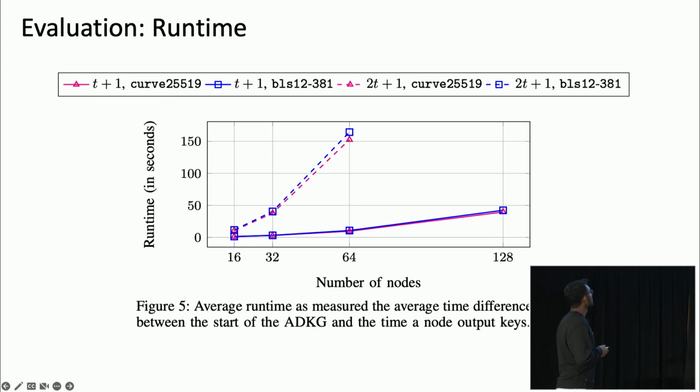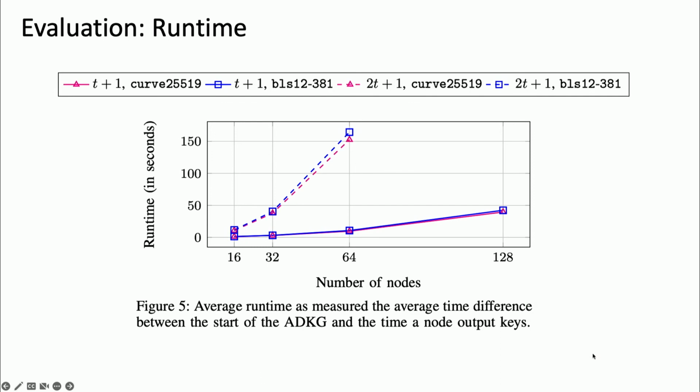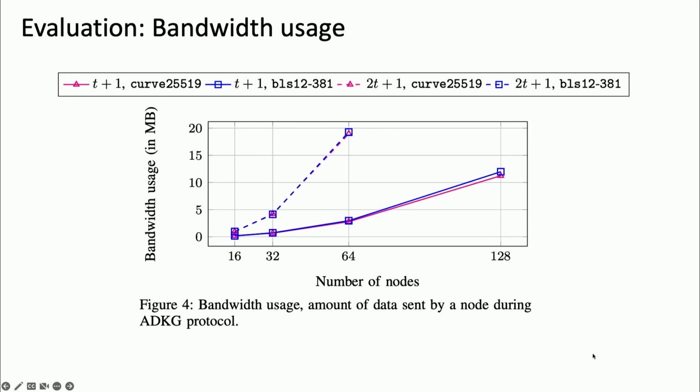Okay, so what are the numbers? The solid numbers are for the low threshold distributed key generation protocol. For example, with 128 nodes, it takes about 45 seconds, but with high threshold, even with 64 nodes, we go over 150 seconds. In terms of bandwidth, it's moderate. Bandwidth is the amount of data sent by a single node in the entire protocol. For 128 nodes with low threshold, it's about 12 megabytes, but the high threshold is still inefficient.